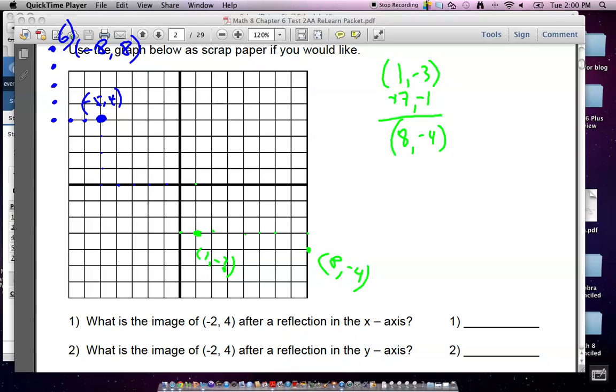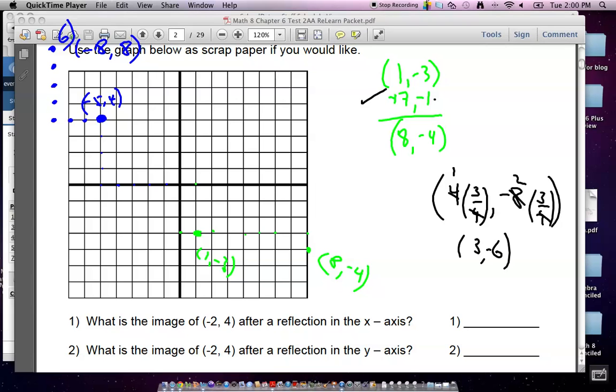And number 8 says another dilation, but a scale factor of 3/4. And that means I'm going to multiply by 3/4. I think the hard part of this one is the multiplying by 3/4. So here we go. I'm going to apply multiplication by 3/4 to each of them, just like here I added, or added a negative in this case. Here I'm going to multiply. 4 goes into 4 once. 1 times 3 is 3. 4 goes into 8 twice. -2 times 3 is -6. So (3, -6) is going to be the answer.